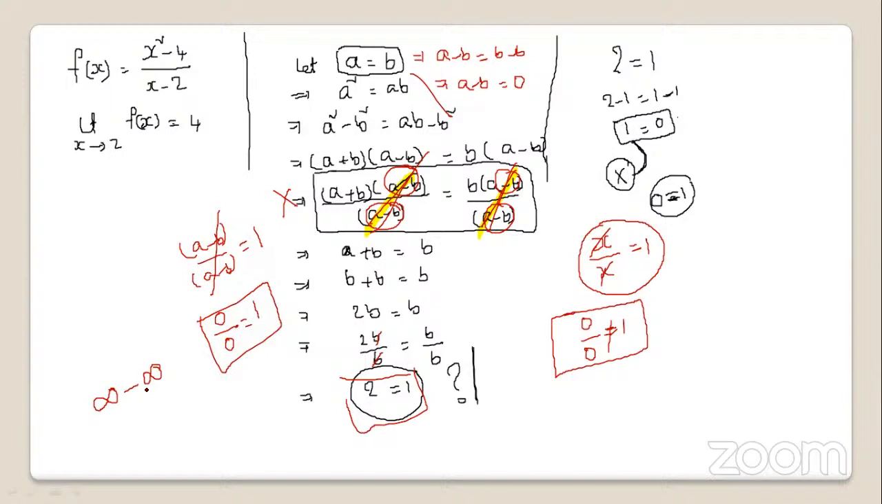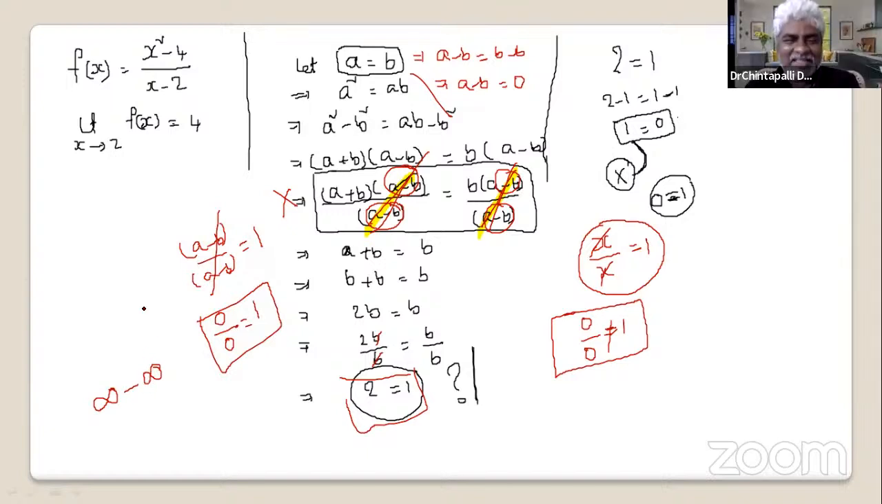Sir, in that case, B minus B is equal to 0, no, sir? We can divide. Yes. That's why this is a very important point: x minus x is equal to 0 also has a condition. x minus x is equal to 0 for x not equal to infinity.